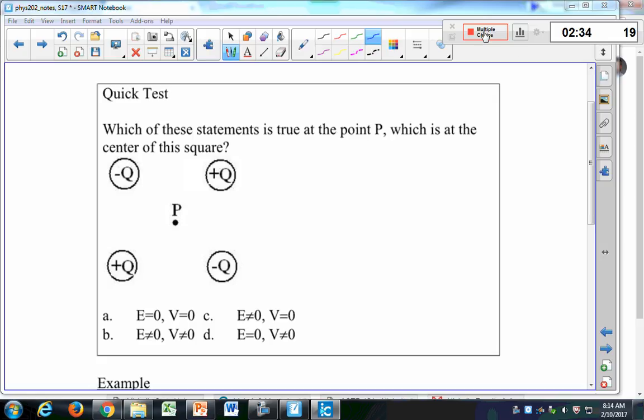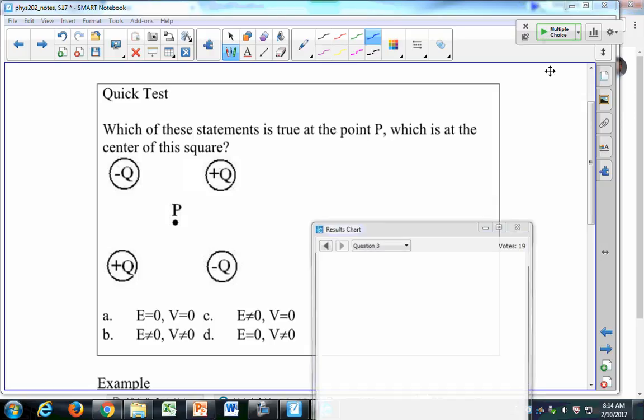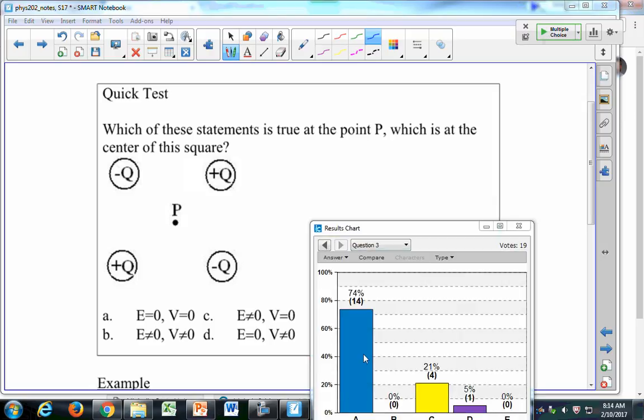All right, I'm going to stop this. All right, let's see. So the potential is definitely zero. The potential is zero because the potential of this charge cancels with the potential of this charge at that point, and the potential of this charge cancels with that charge. I have two positive, two negative charges, so the potential adds up to zero.